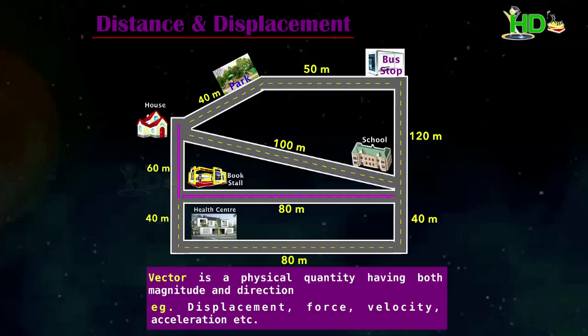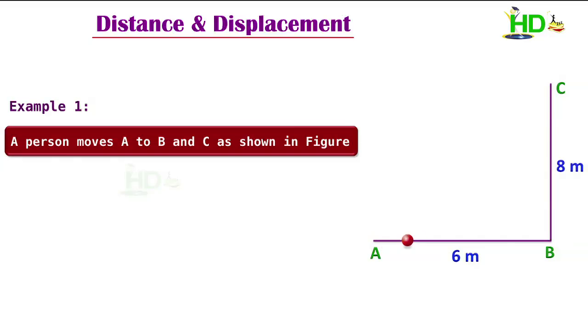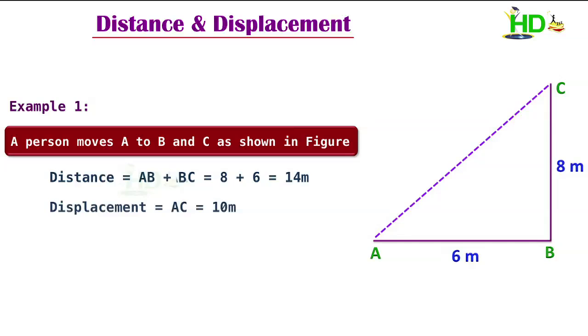To understand distance and displacement, we take some more examples. As you are seeing in the figure, a person moves from A to B and to C as shown in the figure. In this case, the distance is AB plus BC. Distance is nothing but the total length of the path he travelled. Now this is equal to 8 plus 6, which is equal to 14 meter. And the displacement is nothing but the shortest distance between initial and final positions, that is 10 meter.